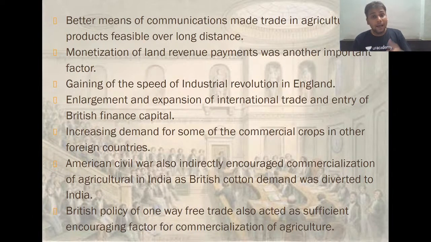And secondly, our peasants had different conditions. They had to pay the land revenue, and the land revenue compulsorily needs to be paid in cash. So basically, they were forced to cultivate commercial crops or cash crops. Why? Because they still had to pay the land revenue in cash.